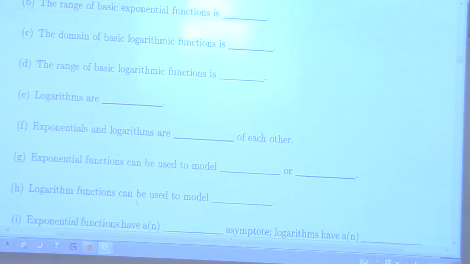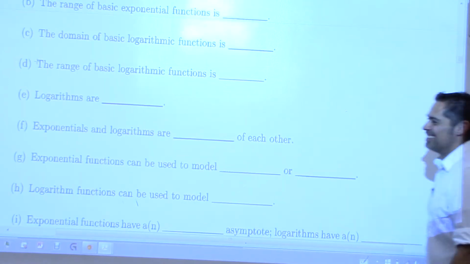Logarithms are fun. Inverse functions? Awesome.